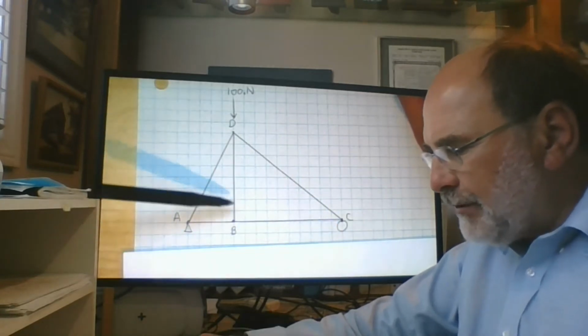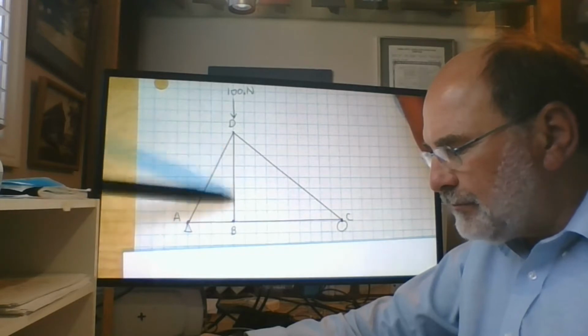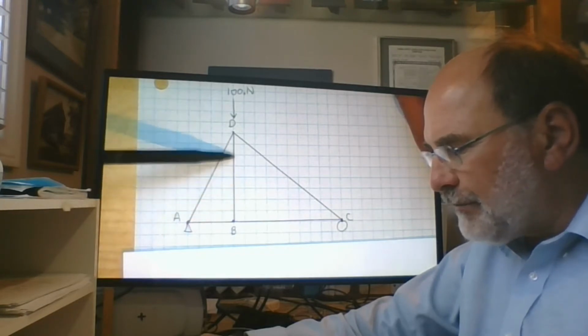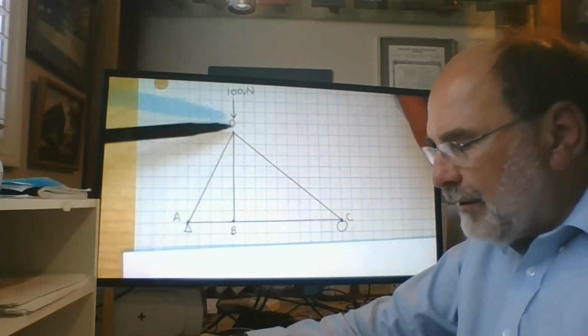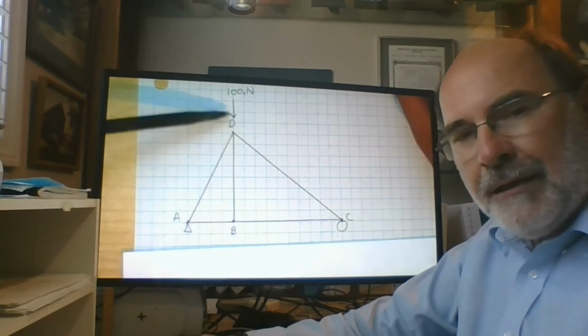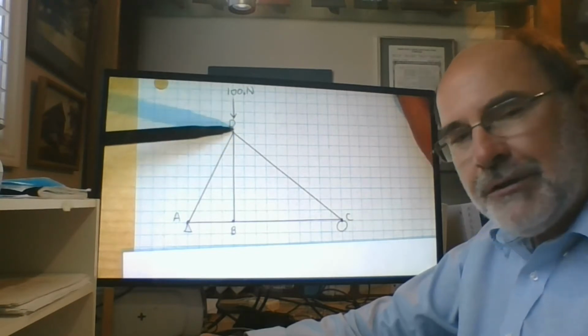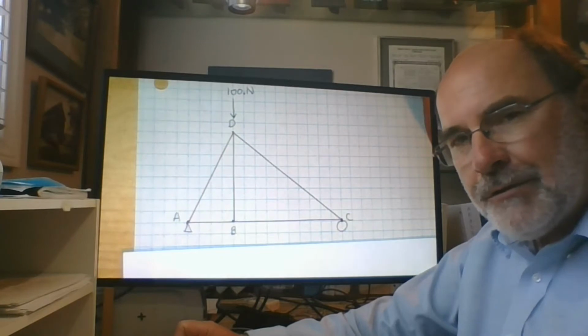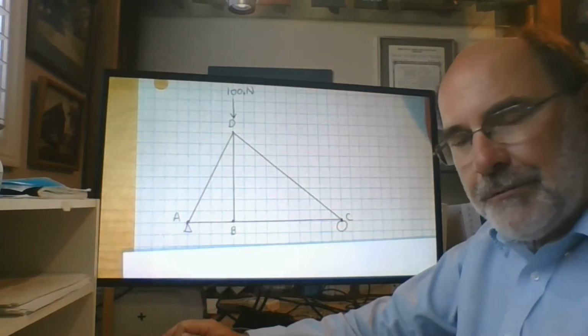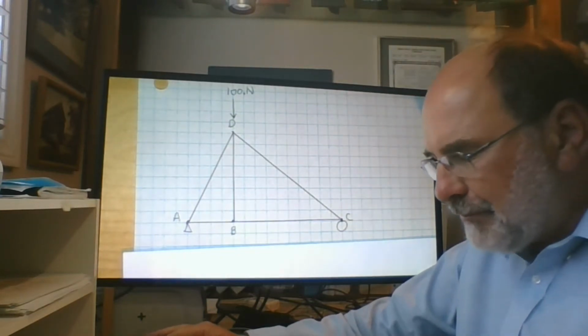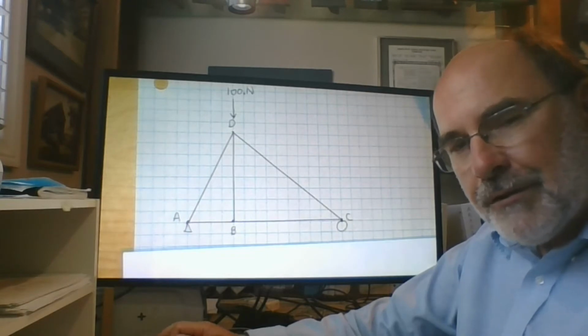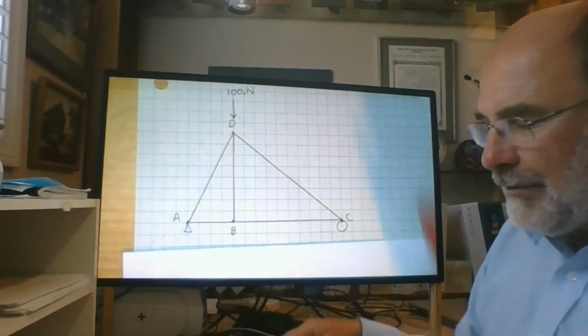And then 1, 2, 3, 4 units up is point D, and it's at the top of this point that I'm pushing down with a load of 100 newtons. Great. So analyze it completely. Figure out all the reaction forces and all the compressions and tensions throughout.